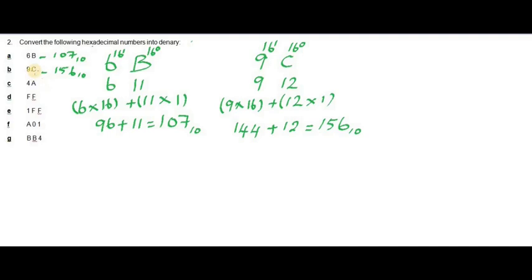The next question answer is, for 4A, the answer is 74. Then double F means it is 255. Then 1 double F means the answer is 511. Okay, it's 511. The next question answer is 2561. Okay.